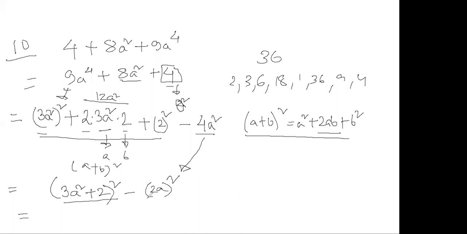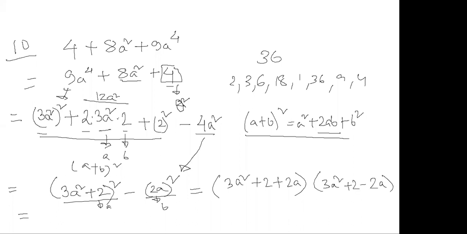Now we can convert it according to a square minus b square, right? Because this is a, let us consider this to be a and this to be b now. So a square minus b square equals a plus b into a minus b. So I'm writing it over in this line, equals 3a square plus 2 plus 2a, and this is a plus b into a minus b.